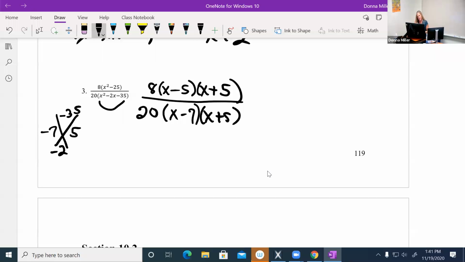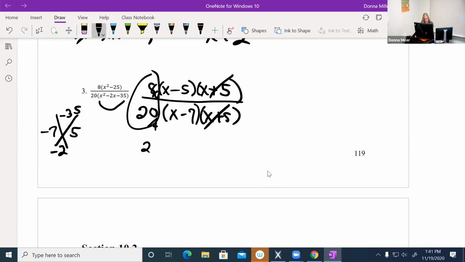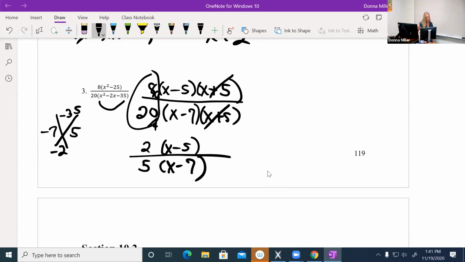Okay, so the x plus 5s cancel, and I can reduce this fraction. So 8 over 20, what goes into both of them is 4. So you divide them both by 4, or you can do it in your calculator if you need to. So it's 2/5. And then I have x minus 5 and x minus 7 left. And we're simplifying, okay? So with these guys, you must factor first and then you cancel. Everything has to be factored.